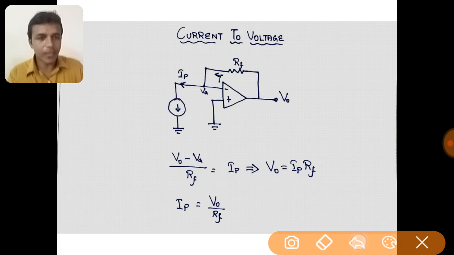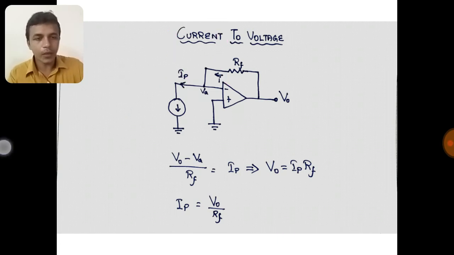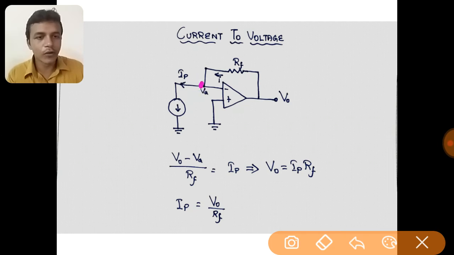So we can conclude that the current in the feedback path, I, is equal to the current in the input path, IP. Now we are going to apply Kirchhoff's current law at this node, and we are going to replace it for I.